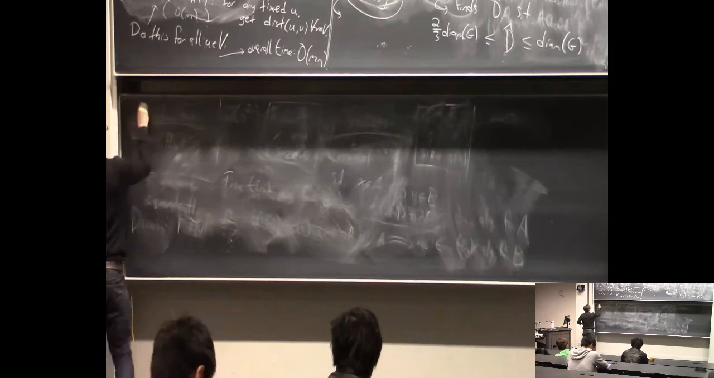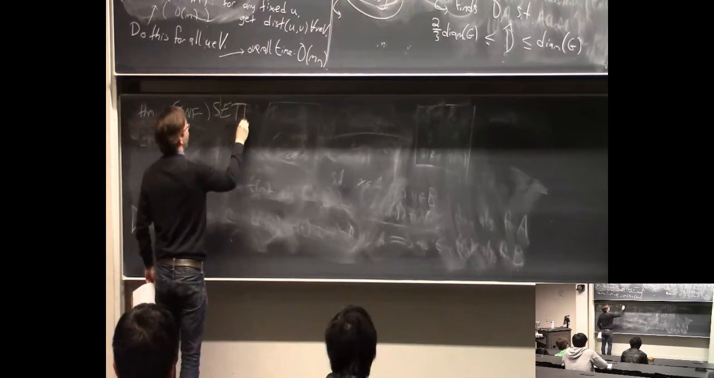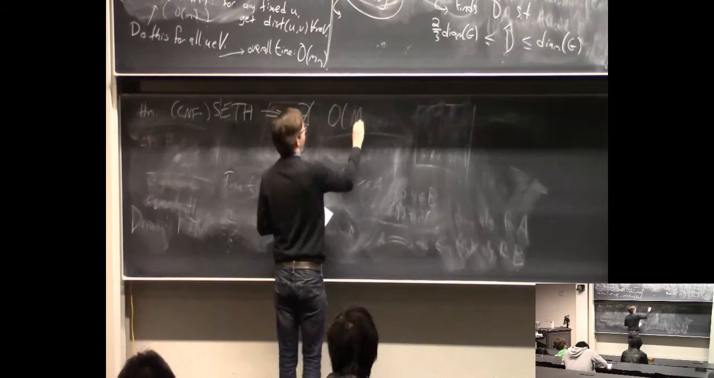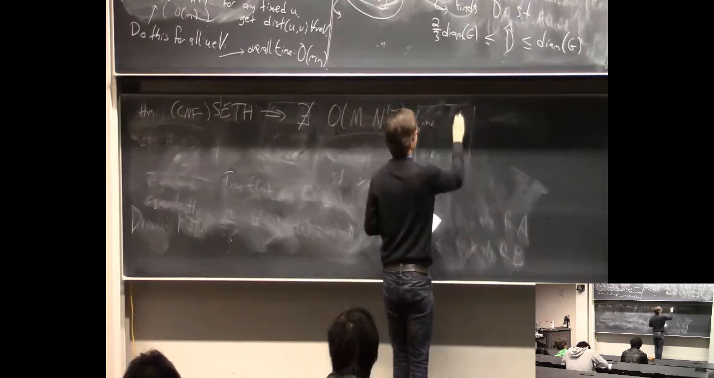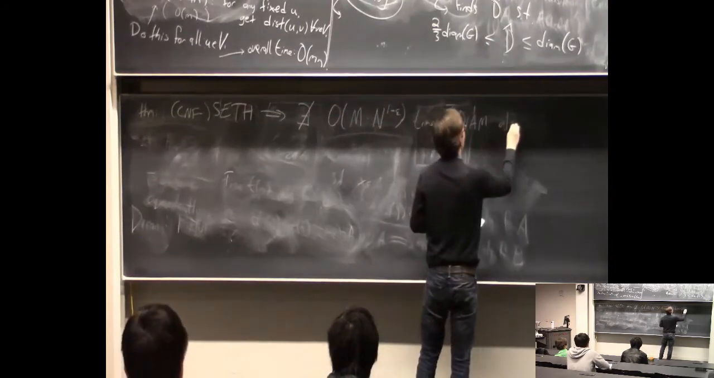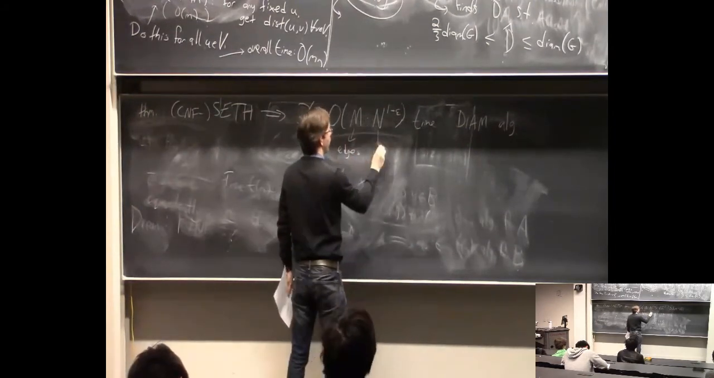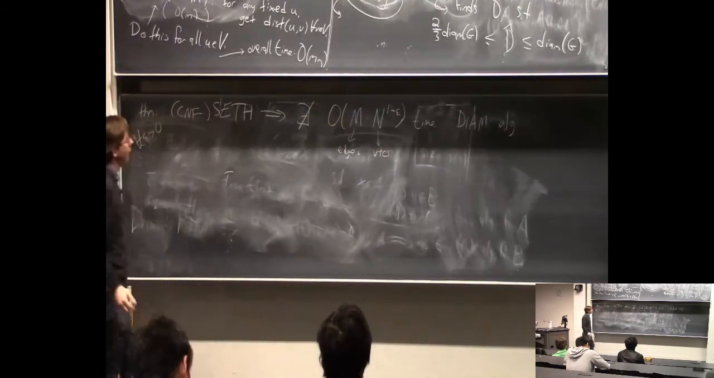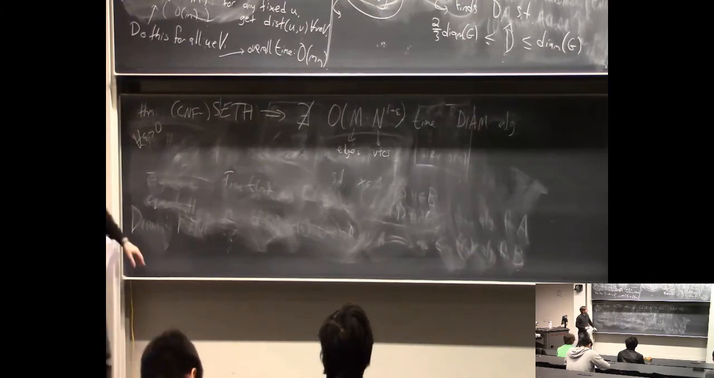Okay, so their theorem is that the CNF-SAT version of SETH implies that there is no order m times n to the 1 minus epsilon time diameter algorithm, where m is the number of edges in the graph, and n is the number of vertices. And it's for all epsilon greater than 0.